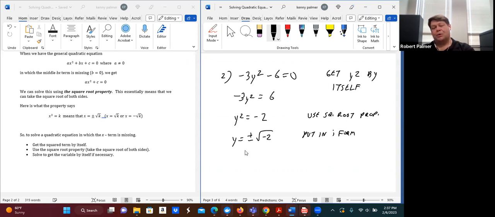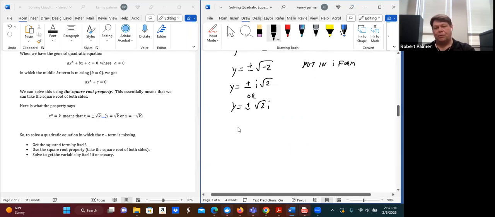What I'm going to do first is put it in what I call i form. So write it first as y is equal to plus or minus i times the square root of 2, or the square root of 2 times i, either way. Now, also, you want to simplify if possible. In this case, we can't. It's the square root of 2, we can't simplify that. And we can write it as y equals plus or minus square root of 2 times i. Let's make sure the i is not under the radical sign.